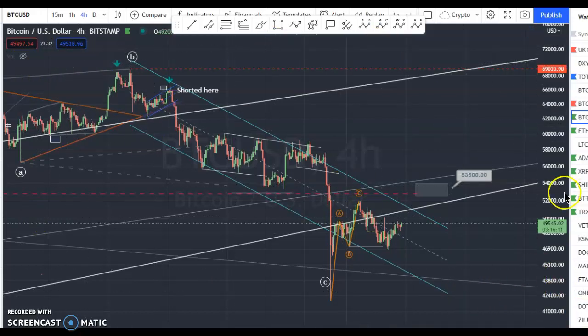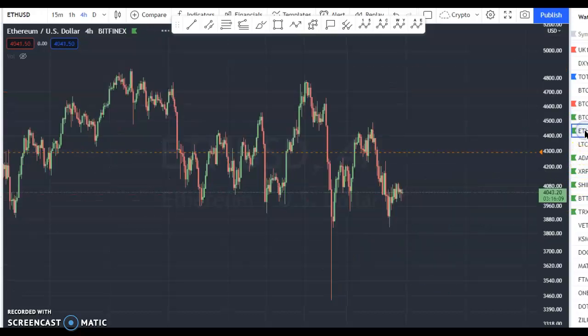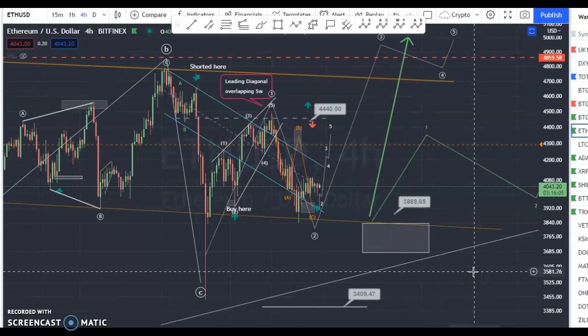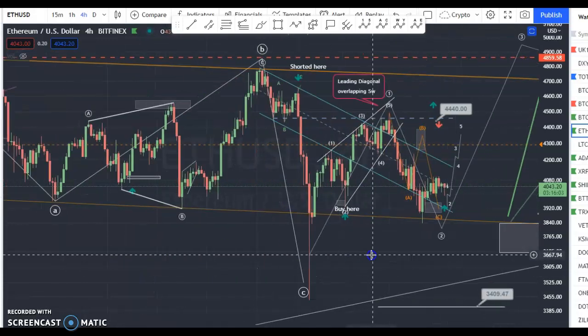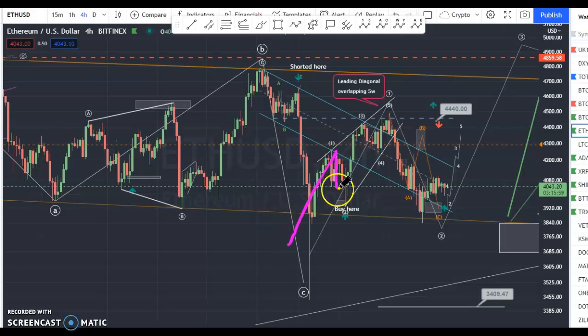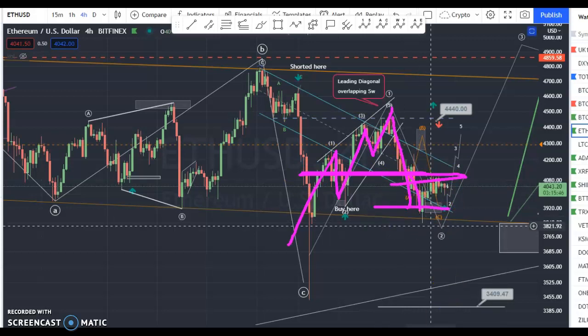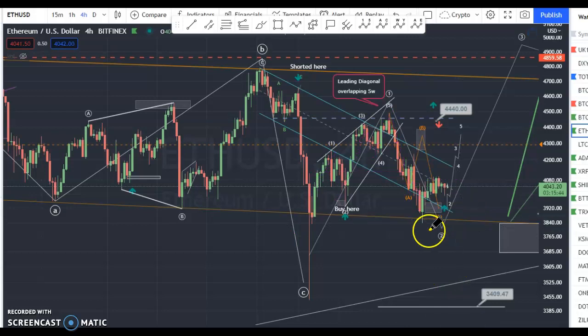If I quickly look at Ethereum, Ethereum has been very, very good. I think last week, if you haven't watched last week's video, please go watch it, because I explained this beautiful, let me just make that, our leading diagonal, and I said if it doesn't break above the channel, we're going to see a pullback down here. I'm not going to lie to you, I was hoping it would stop right there, but it went even deeper down to there. So it's still very valid, all good.